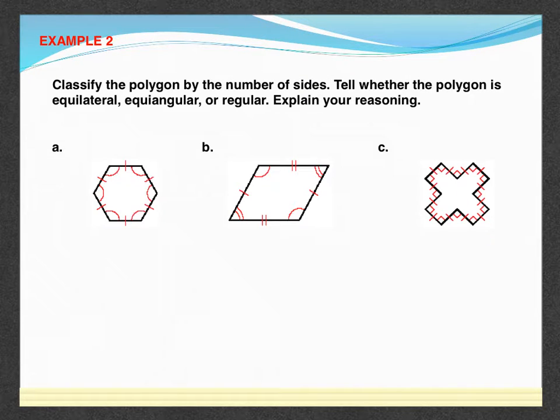All right, example 2 says classify the polygon by the number of sides. Tell whether the polygon is equilateral, equiangular, or regular, and then explain your reasoning. So what makes it equilateral? All the sides are congruent to each other. What makes it equiangular? All the angles are congruent to each other. What makes it regular? Both.